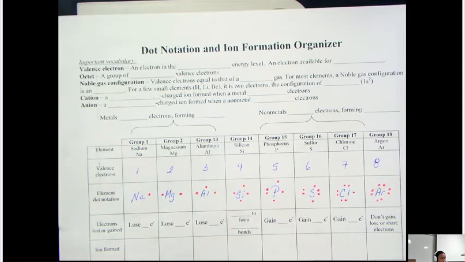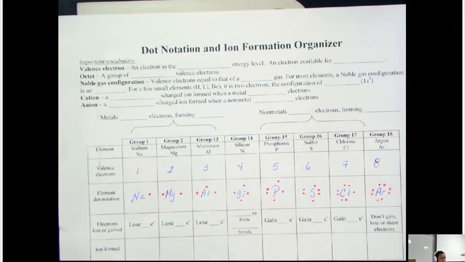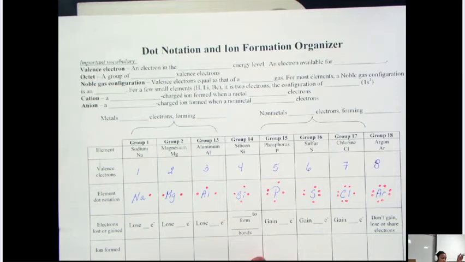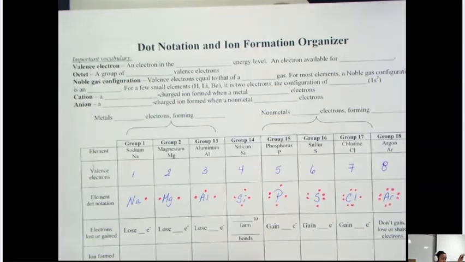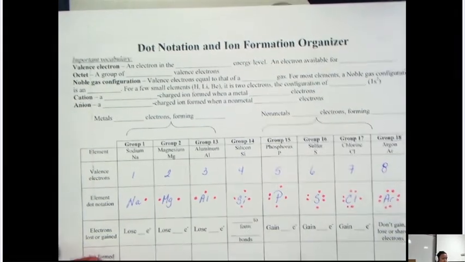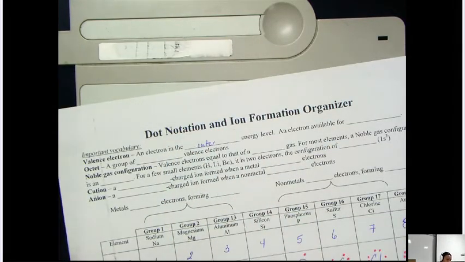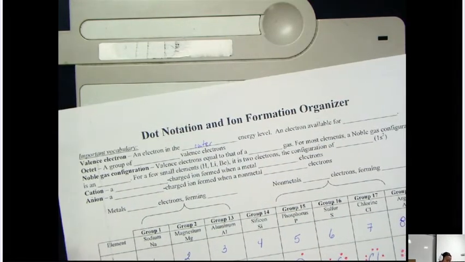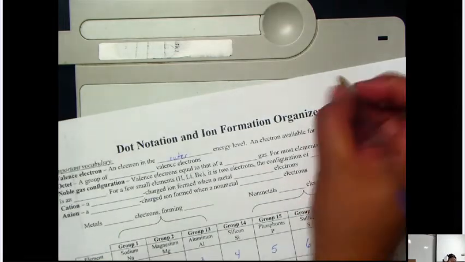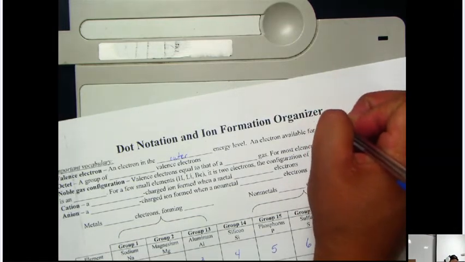All right, so the last part that we needed to talk about was dealing with the ions, how they get their charges. So starting out with the top part, valence electron. A valence electron is an electron in the outer energy level. It is an electron available for bonding.